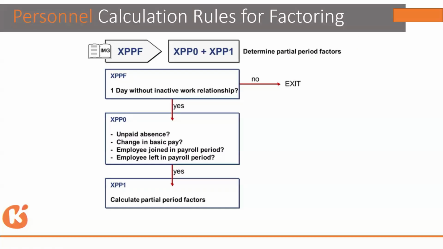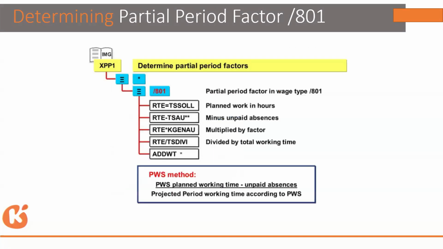You can see how your XPPF, XPP0, XPP1 will be calculated: whether the employee has been active or not, whether it's an unpaid absence or not, how the basic changes will work, the employee subgrouping, when he has joined, or if he has left the company. All those formulas you will have to understand. Here you can see there is another PCR, XPP1, and in this XPP1 the partial period factoring is calculated.